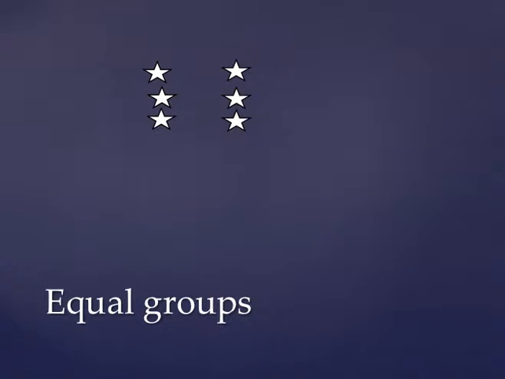So let's talk about these being equal groups. So right now this is equal groups because there's the same number in each group. In division, you have to have equal groups.